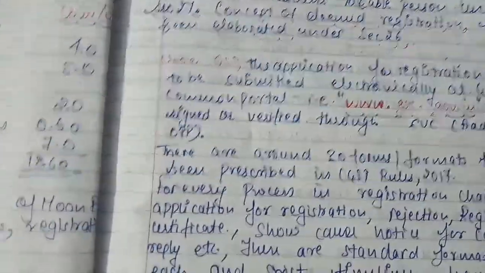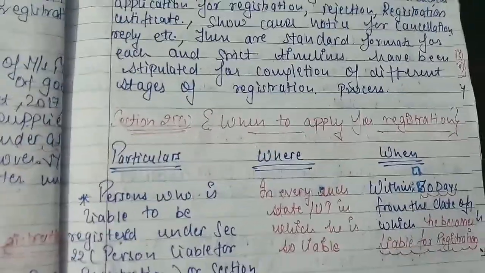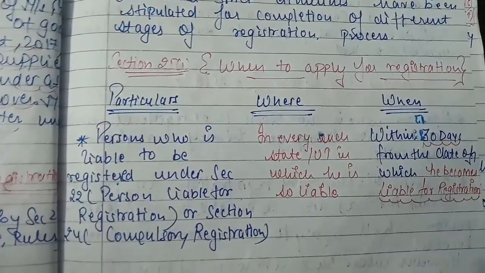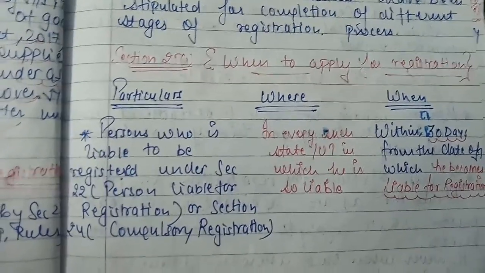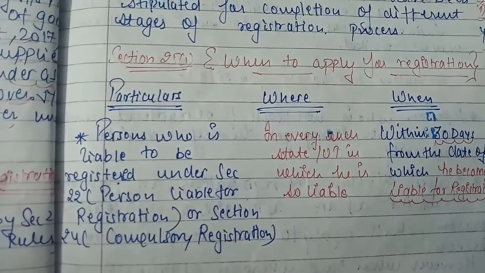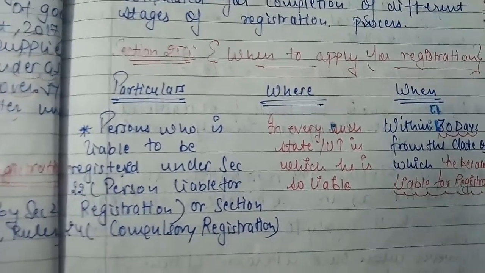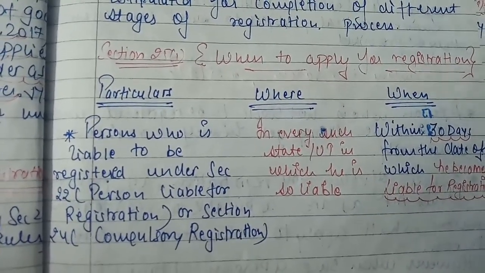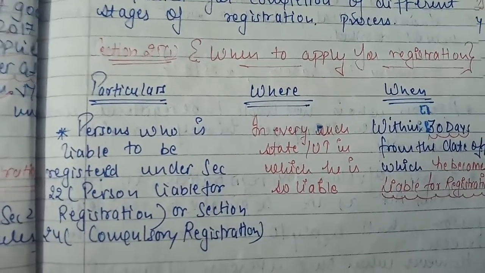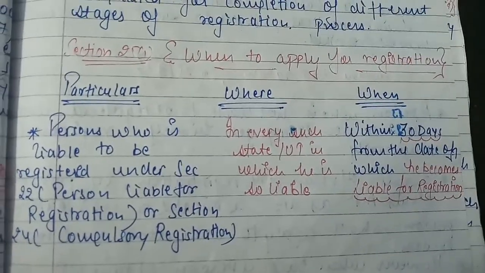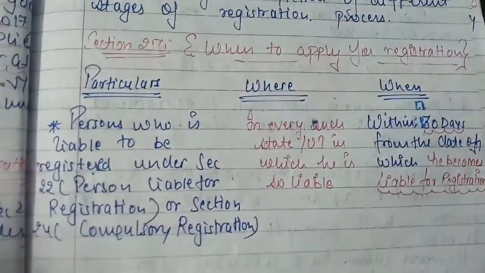Now I will start with its first subsection, that is section 25, subsection 1, when to apply for registration. The person who is liable to be registered under section 22 or section 24, 22 stands for persons liable for registration and section 24 for compulsory registration, in every state or union territory in which he is so liable, should apply within 30 days from the date on which he becomes liable for registration.